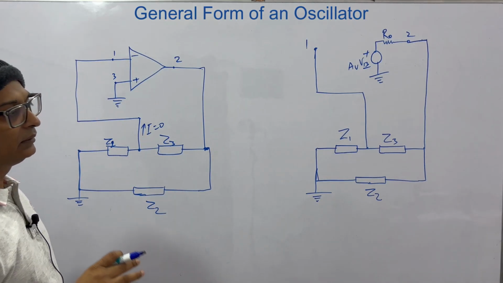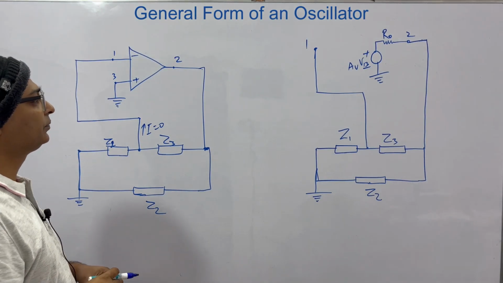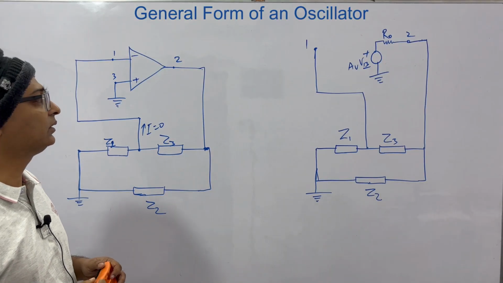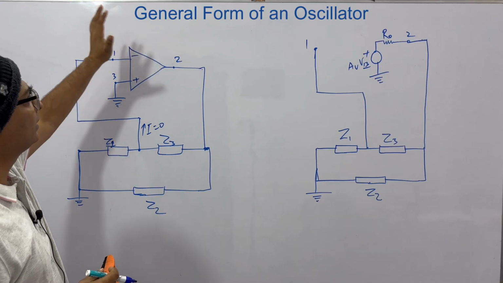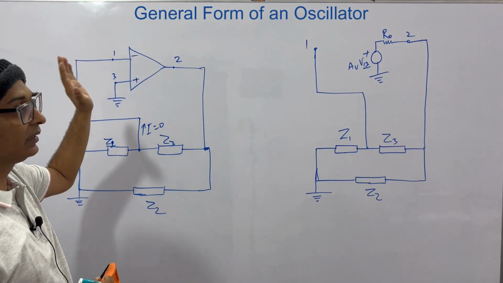Let's understand the general form of oscillator circuit. We have seen so many phase shift oscillators. Now we will see the general form of oscillator circuit. This is an amplifier, an operational amplifier here.